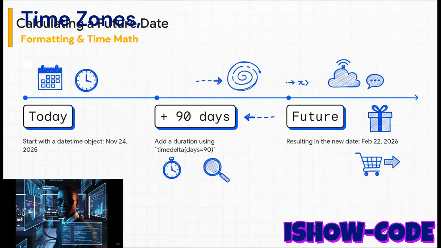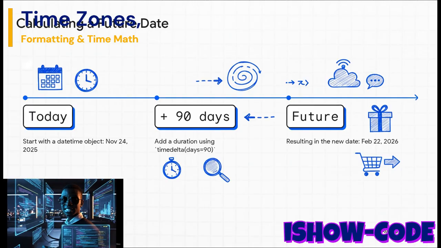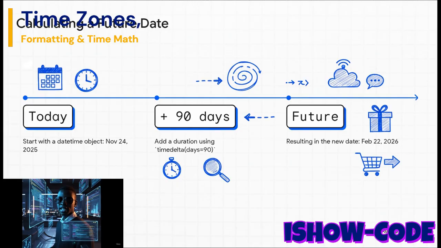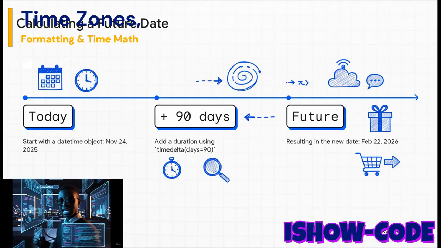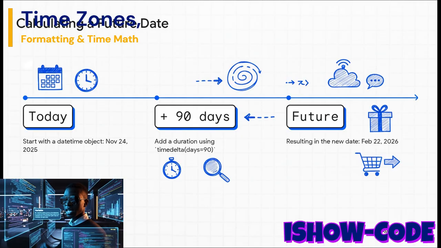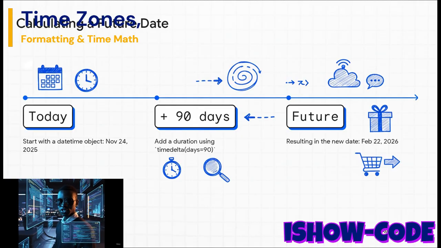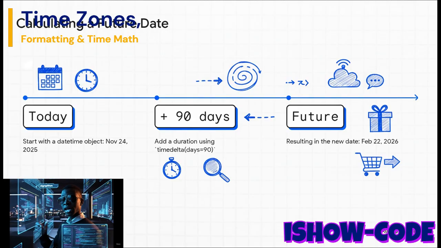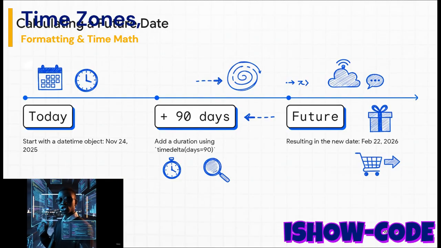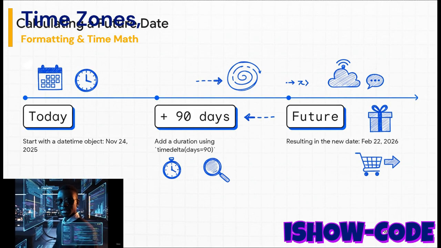And this is how we use it. You take a datetime object, like today's date, and you can just add or subtract a timedelta from it. It's that simple. Need to know the date 90 days from now? Just add a timedelta of 90 days. This is exactly how apps calculate things like trial expirations, delivery estimates, or even that little "posted 3 days ago" message you see on social media. It's timedelta doing all the work.